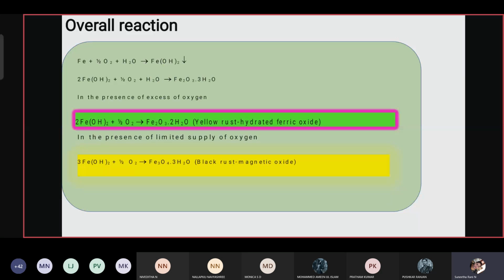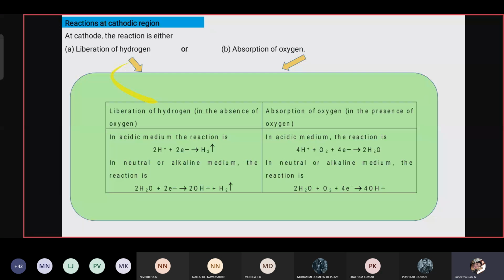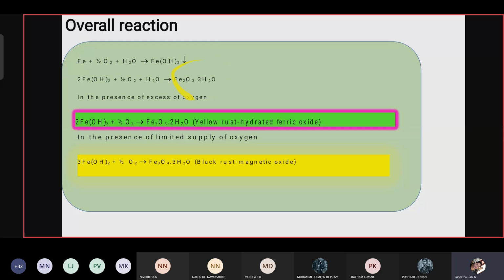This unstable ferrous hydroxide, Fe(OH)2, further reacts with dissolved oxygen and water, that is moisture, to give Fe2O3·3H2O, which is called hydrated ferric oxide. Usually we call this rust. What is the rust product? The rust product is nothing but hydrated ferric oxide.